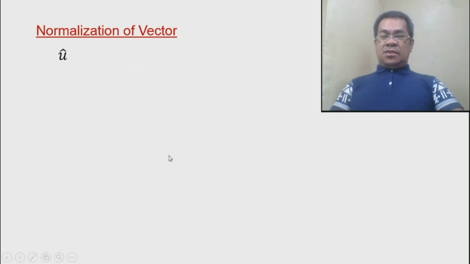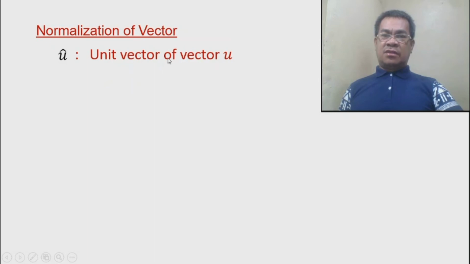Now, suppose we have U hat. This was already discussed in our previous video, but we have to recall. U hat is a unit vector. We call this the unit vector of vector U. If we have U with the arrowhead above, we call this the vector U. That's why we call this the unit vector, because this is the caret or hat of vector U. So the unit vector of vector U is U hat.